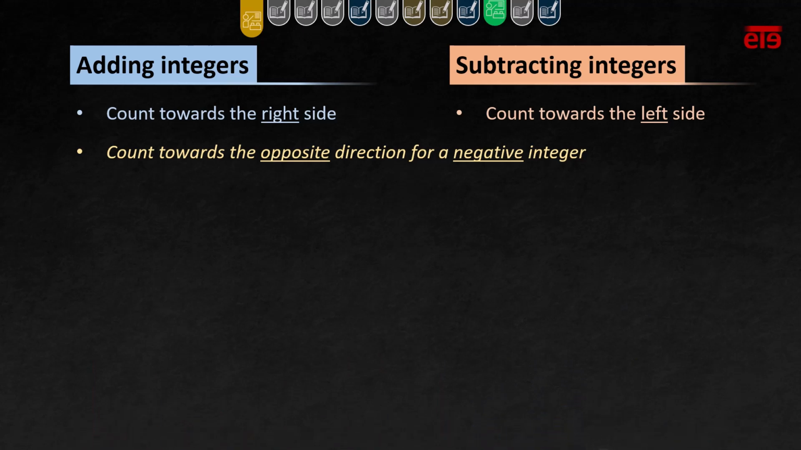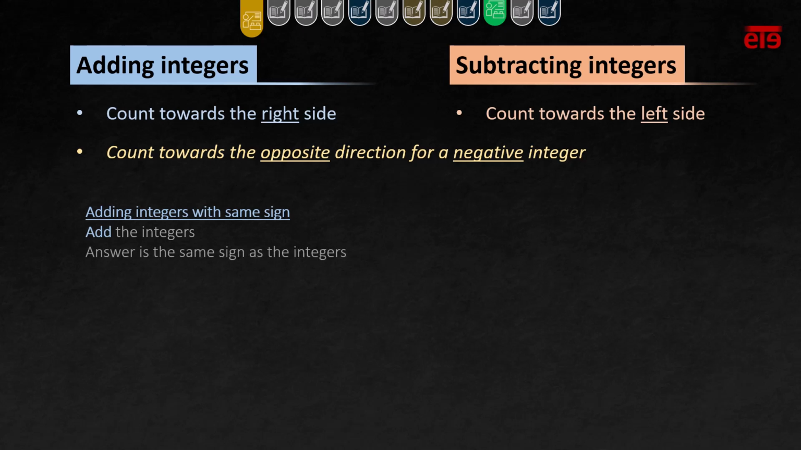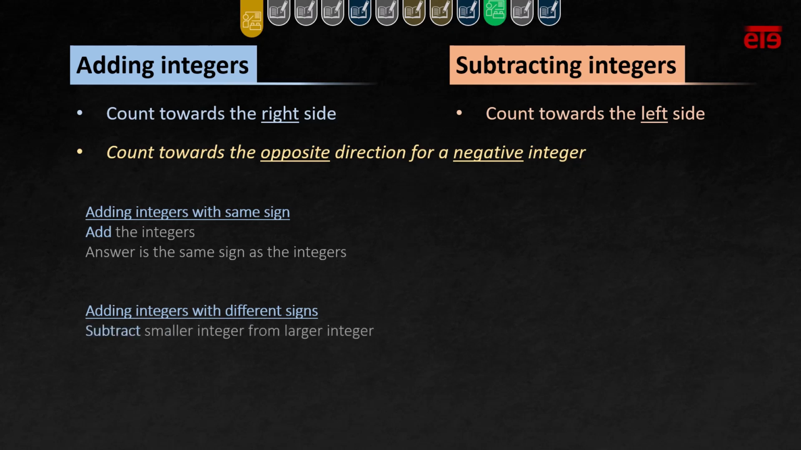When we add integers, check the sign of each integer. Is it positive or negative? If the signs of the integers are the same, we can simply add the absolute values of the integers. The answer has the same sign as the integers. If the signs are different, like adding a positive integer and a negative integer, subtract the smaller integer from the larger integer. Then give the answer the same sign as the larger integer.